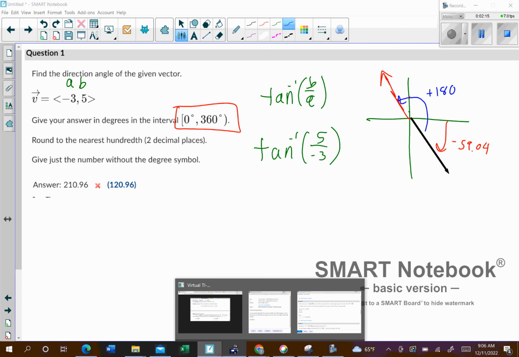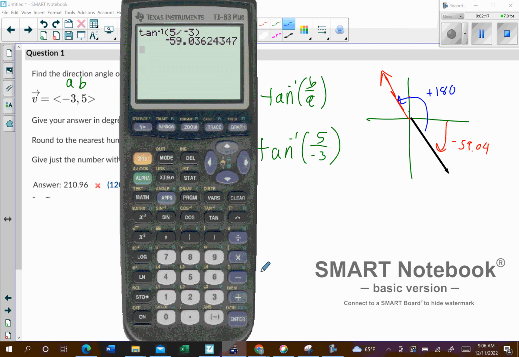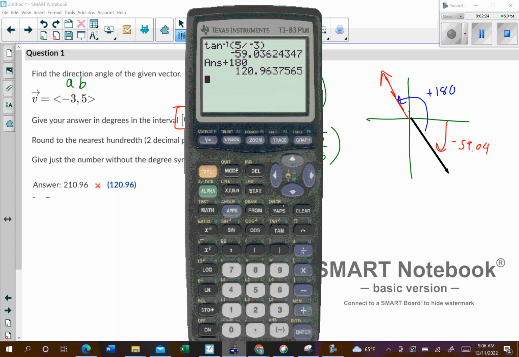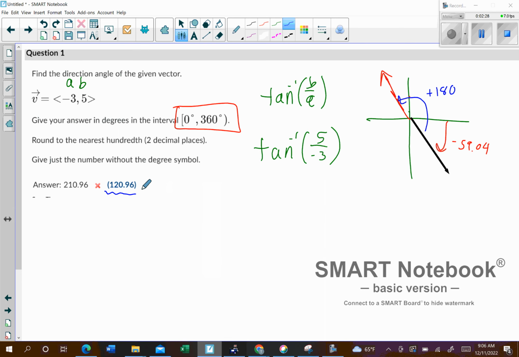So pull up my calculator. So we're going to go plus 180, and there we go. So we're at 120.96 right there. So my suggestion on anything like this is draw a picture and it'll kind of give you a better idea of what's going on. Okay, let's see.